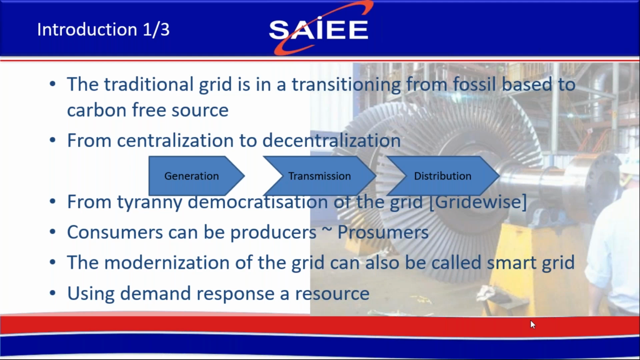And then we've been trying to modernize the grid. The modern grid will actually be called a smart grid. How are we going to get that? One of the ways we're going to do that is using demand response as a resource, because currently demand response is just one way of managing load. But I think it's about time we look at demand response as a resource of energy. So instead of generating energy, you can actually generate using demand response.